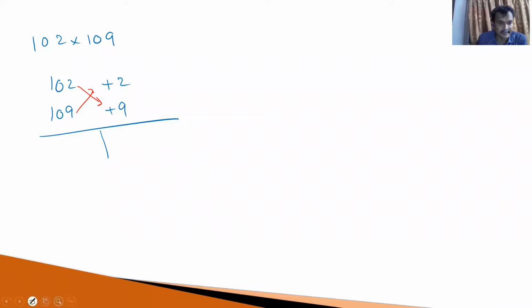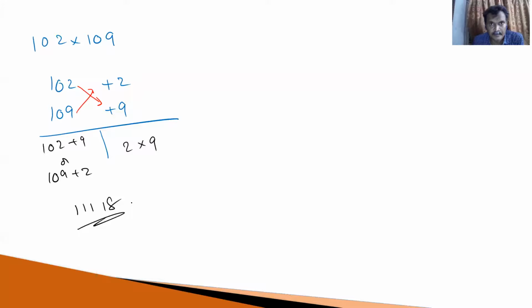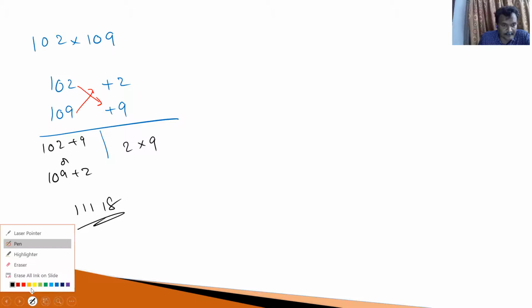Whatever it is. Okay. Here, 102 plus 9 or 109 plus 2. What is the right hand side? That is just the product of these two numbers. So 102 plus 9 equals 111, and 9 times 2 is 18. That is the answer. Is it clear, all of you? Yes, sir.